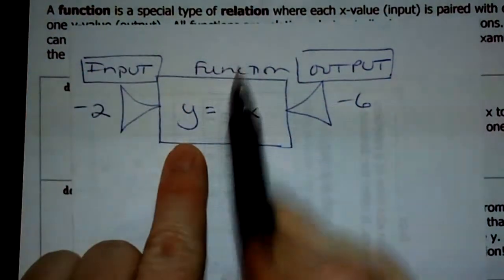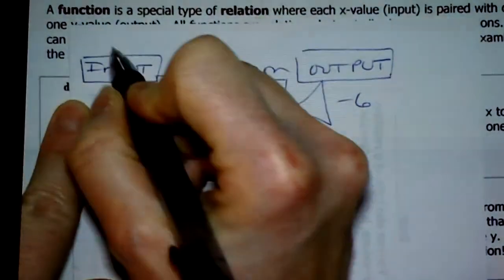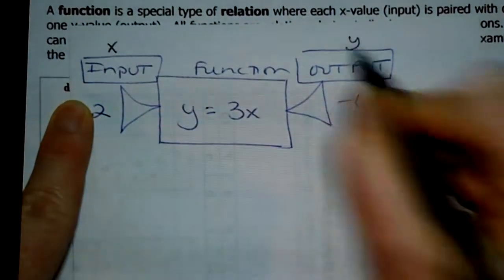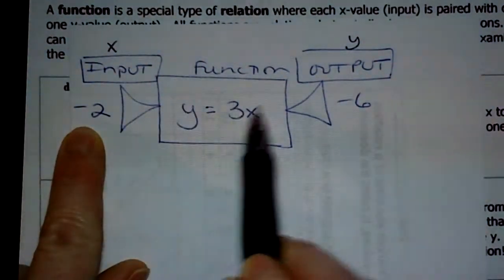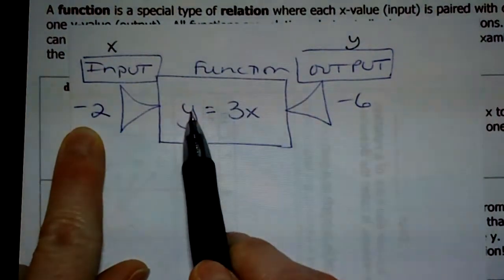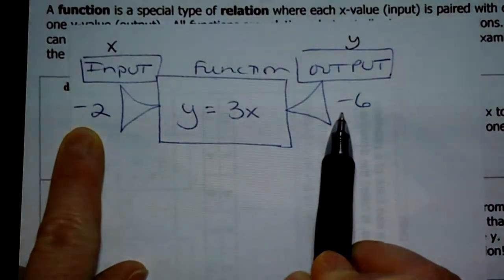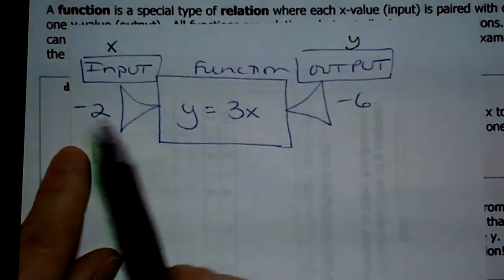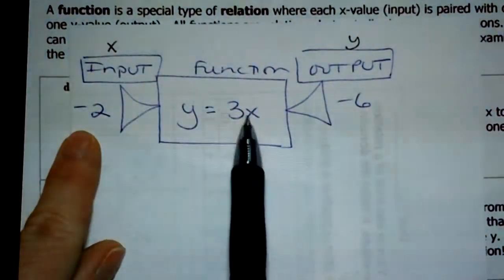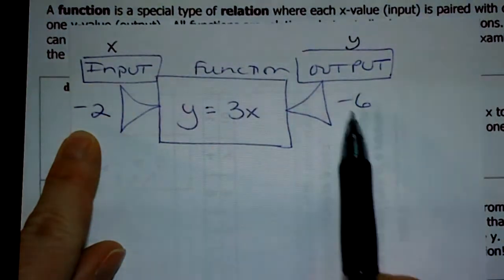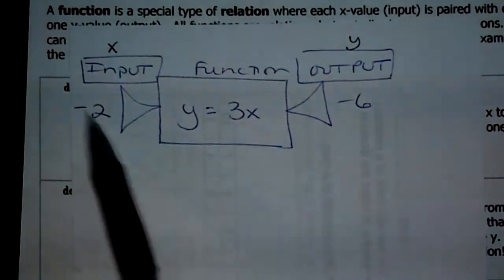And here's my machine. This is my function. It's y equals 3 times x. Okay? Input represents our x values, and output represents your y values, right? So if I put -2 into this machine, that would mean I would be taking y equals 3 times -2. My output is -6. And when I say that I can't have the same x value repeating with a different y value, if I put -2 into this same exact machine, is it possible to get anything other than -6 again? No.